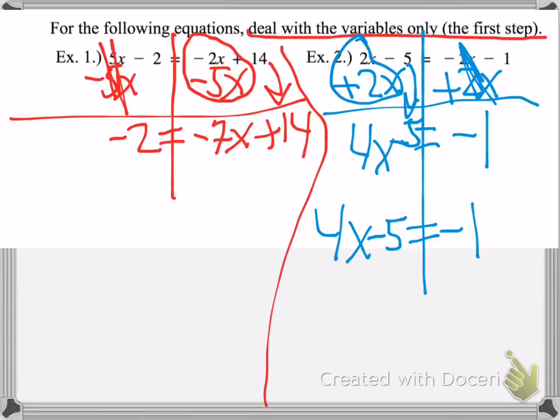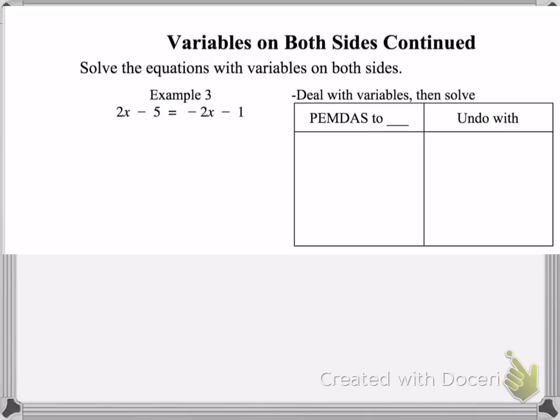That's it. Then we'd solve it normally, of course, but dealing with the variables first is the most important part. When you see a variable on both sides, you've got to deal with those first. So get the variables to one side, and then the rest is just like normal. So now I'm going to actually go through and finish it out.